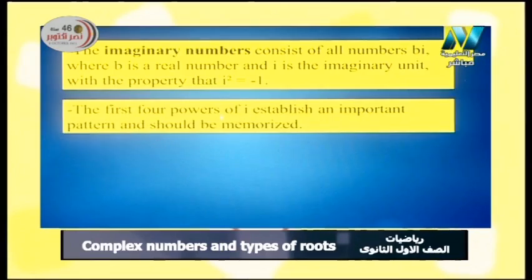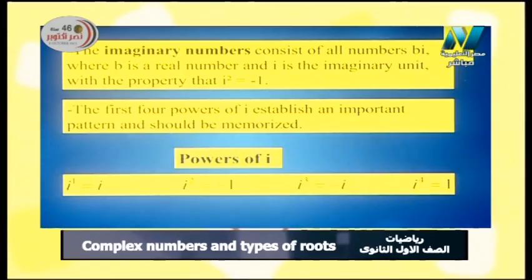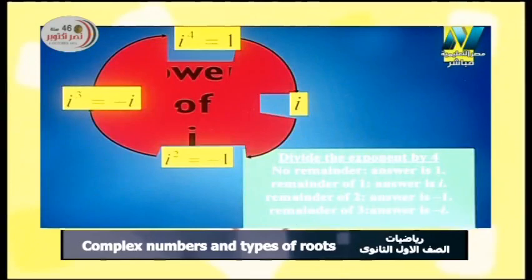Remember that. Okay. We have here i power 1 equals i, i power 2 equals negative 1, i power 3 equals negative i, and i power 4 equals 1. Okay, we have here i power 4 equals 1, i power 3 equals negative i, and i power 2 equals negative 1.